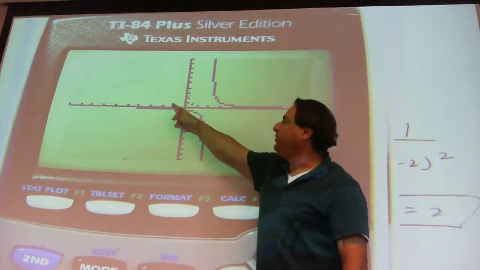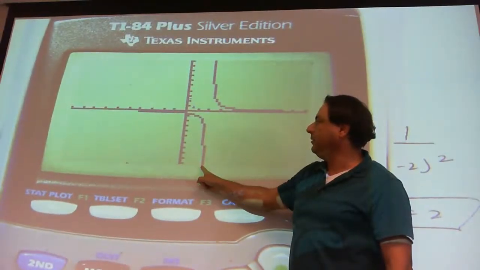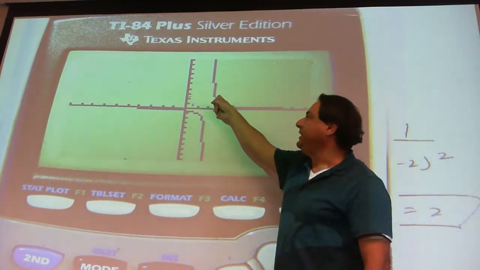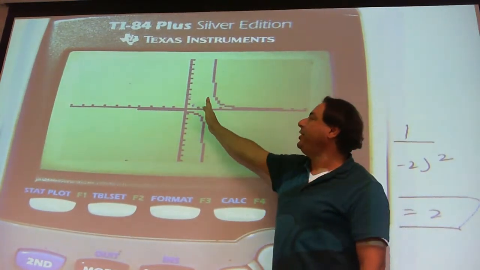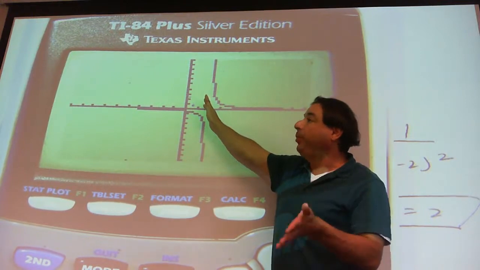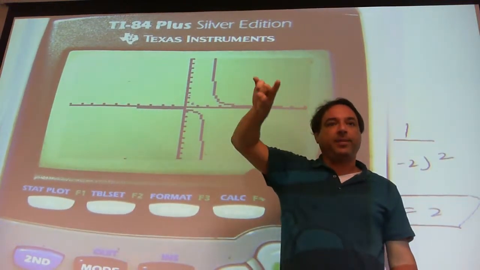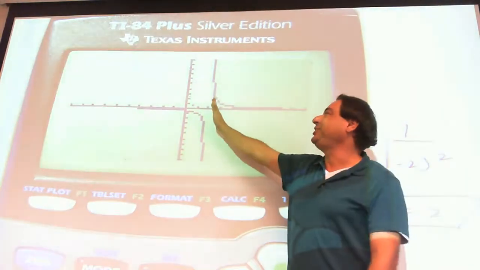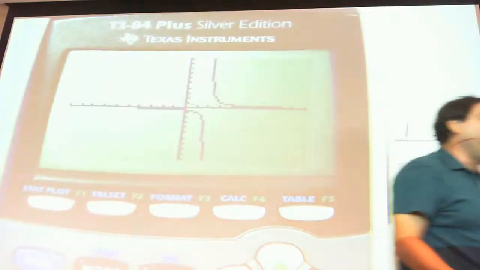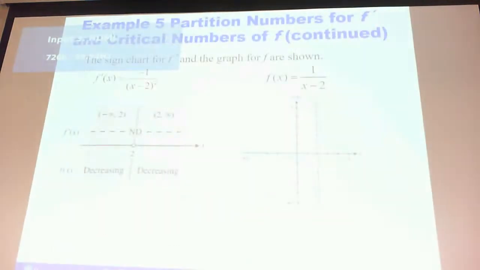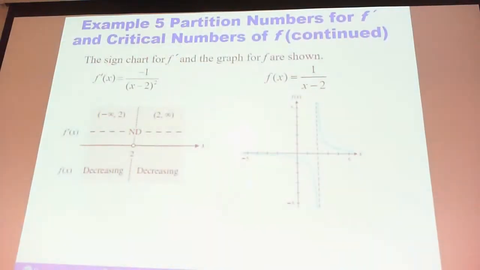So before 2, it's decreasing. And after 2, it's decreasing. So even though 2 is not a critical number, it's important because it's something we have to look at. Does it produce a max or does it produce a min? No. It's actually a vertical asymptote. There is something going on, and we knew that from the beginning. So finally, all the setup: again, decreasing, decreasing.